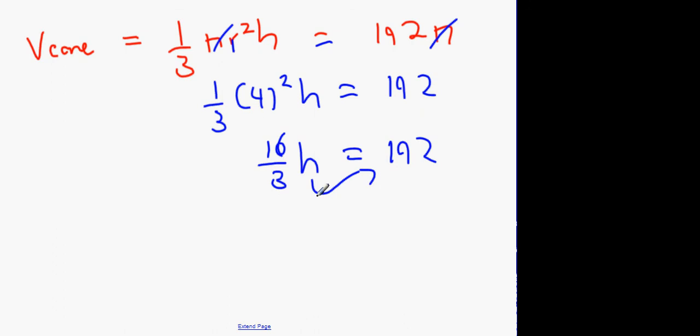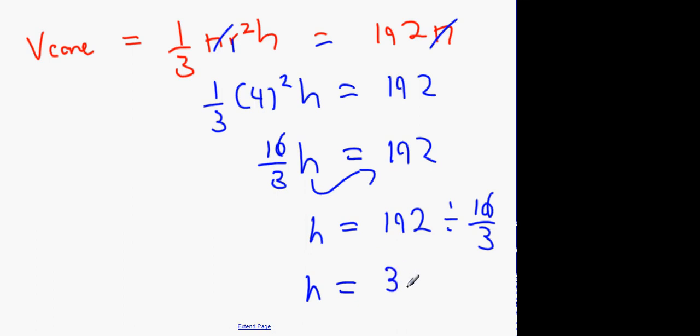We're going to multiply by 3 and divide by 16. Or basically, it means multiply by 16/3 on one side, which means it's going to be divide by 16/3 on the other side. So what's h? 192 divided by 16 multiplied by 3? Sorry? 36? Okay. Yeah.